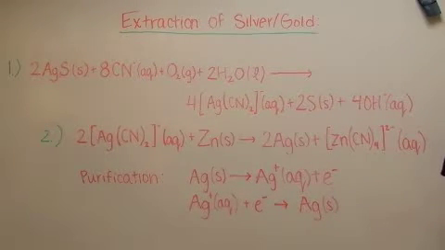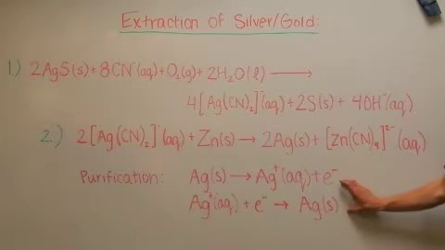The pure metal is obtained by electrolysis using an electrolyte of acidified silver nitrate solution with the impure silver as the anode and the strip of pure silver as the cathode. And this is that process.